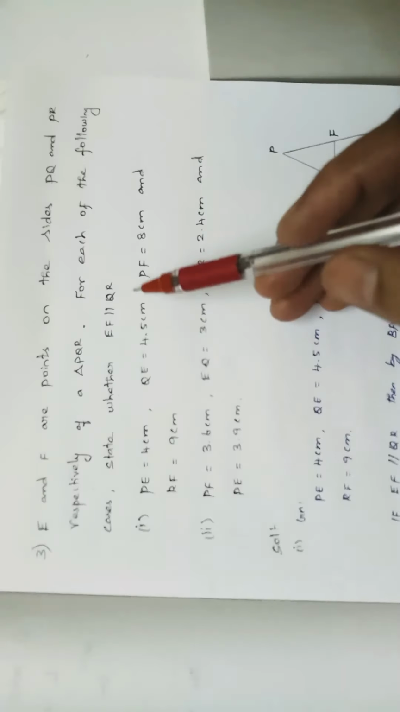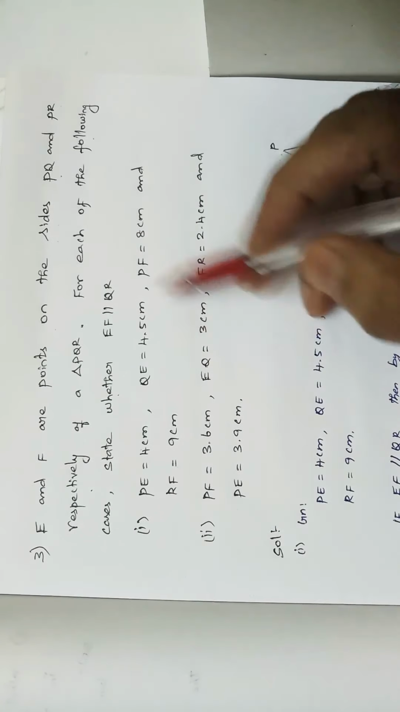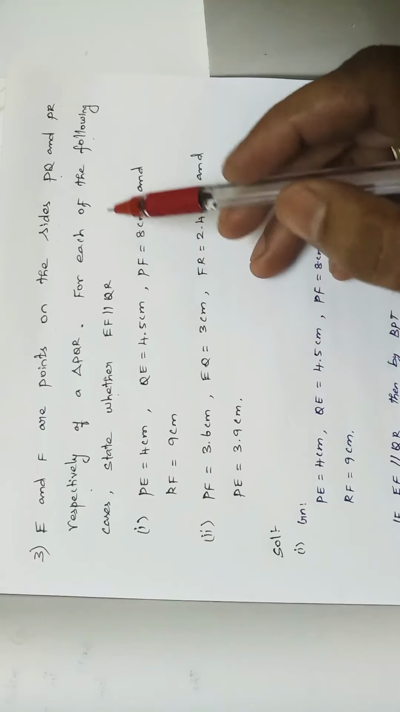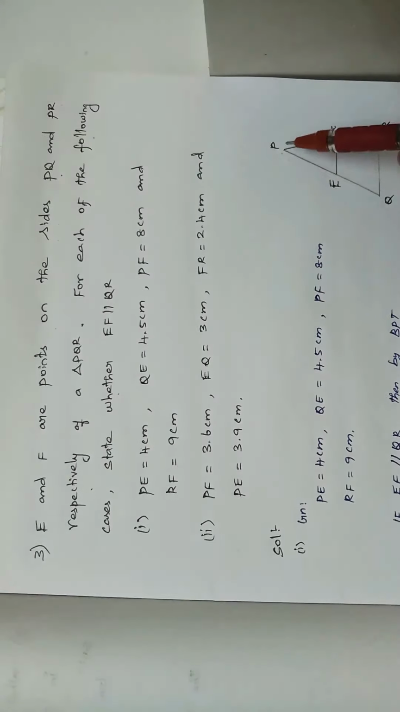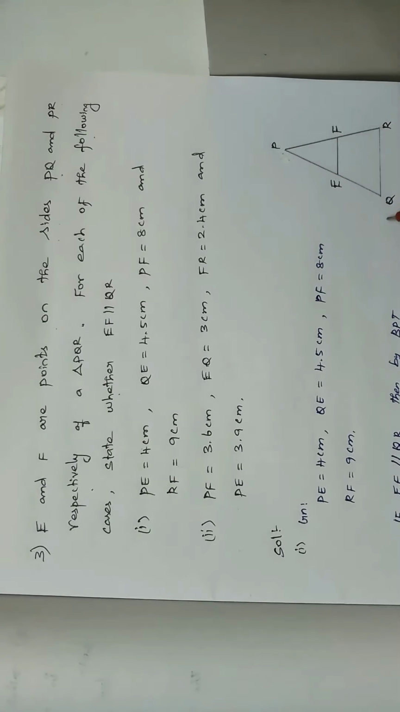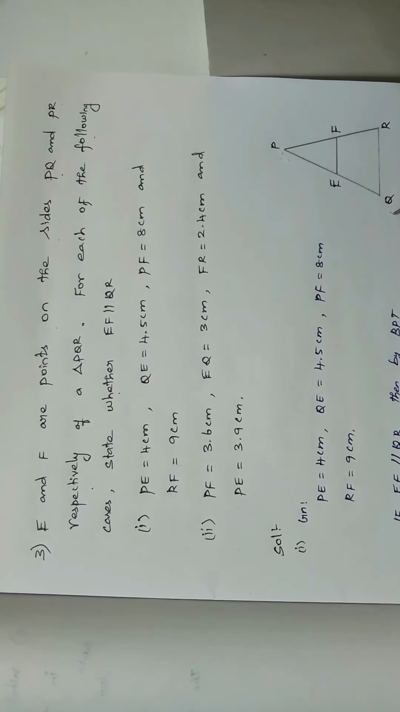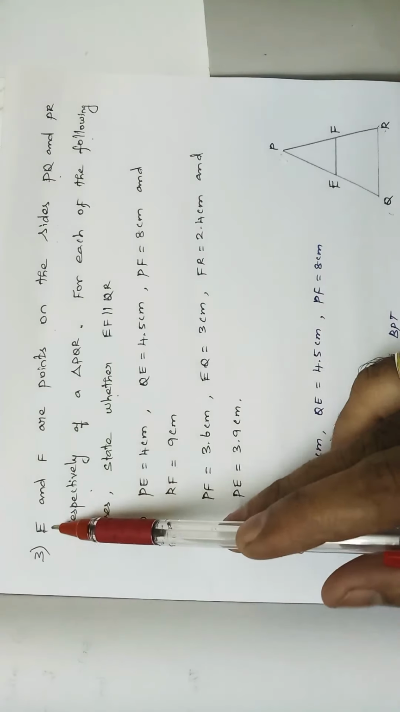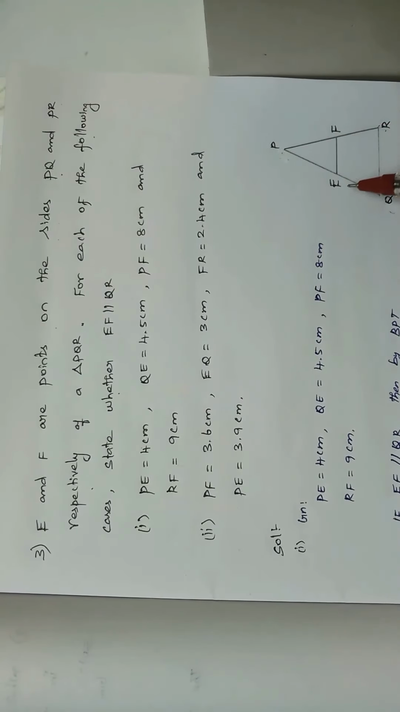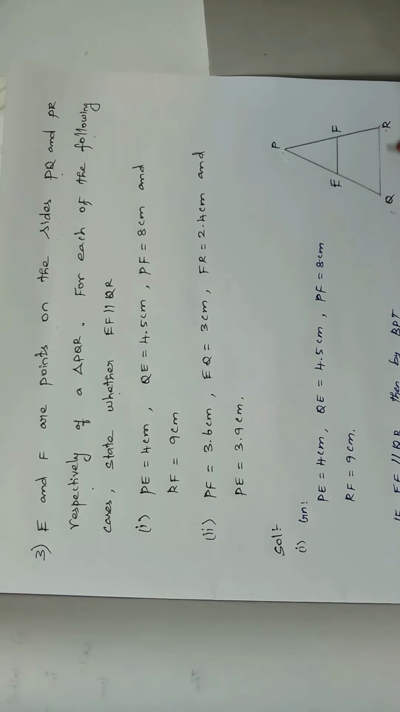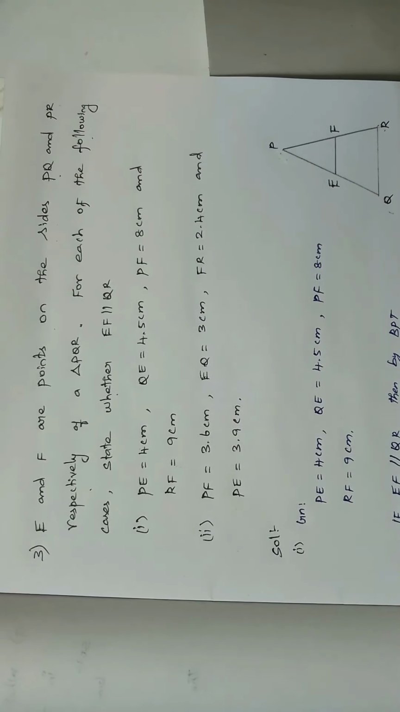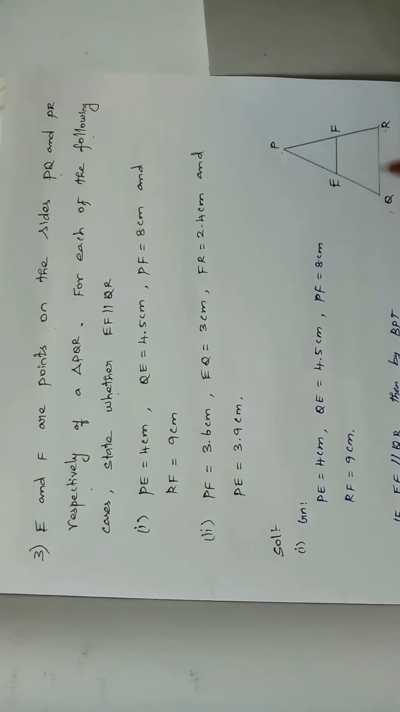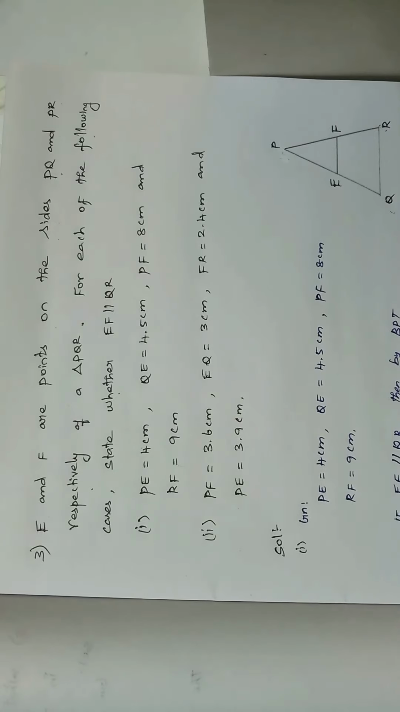So first we will draw the diagram. See, triangle PQR. First you can draw the triangle PQR, and on the sides PQ and PR, two points we have. What are they? E and F. We want to check whether EF is parallel to QR or not, right? Okay. So how do we check whether EF is parallel to QR?